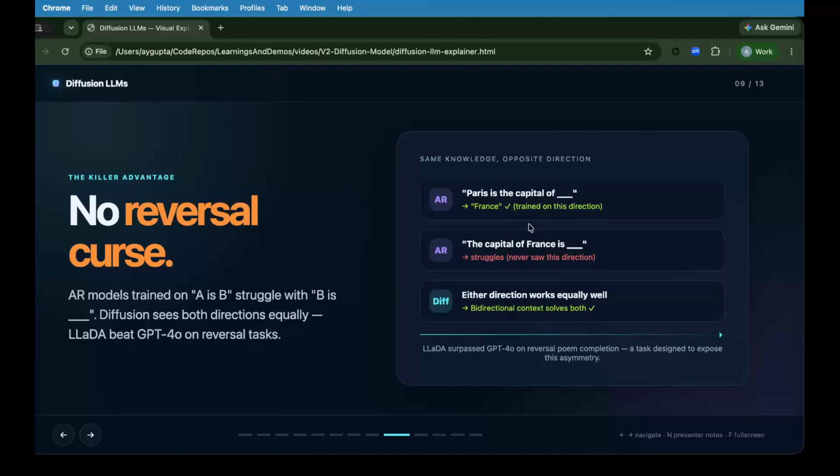The problem with AR models was that when we know there is a relationship from A to B, we struggle to find the relationship from B to A. For example, take the statement: Paris is the capital of France. It was trained from A to B. But if we ask the opposite, the capital of France is, it can struggle in the opposite direction because of the unidirectional attention. Since here we are creating complete sentences, we have bidirectional context.